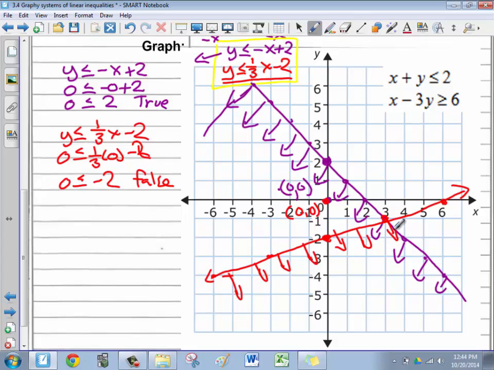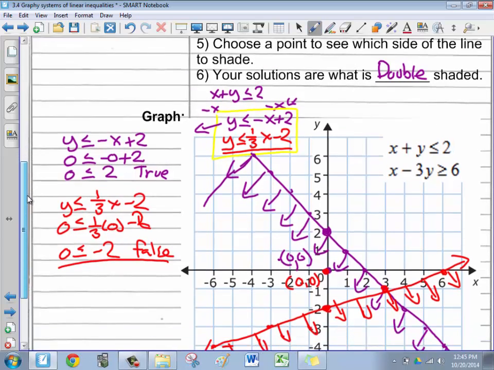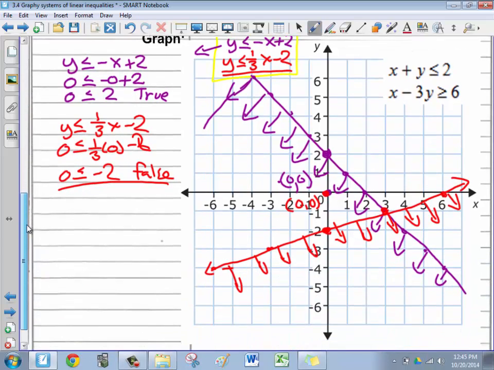Now remember, if this turned out to be true when we plugged it into this equation, then we shade where the dot was on that side. Okay? So there, we know we're shading both of these. And what we're looking for is where it's double shaded, or think of it as overlapped. Where are the shadings overlapped?